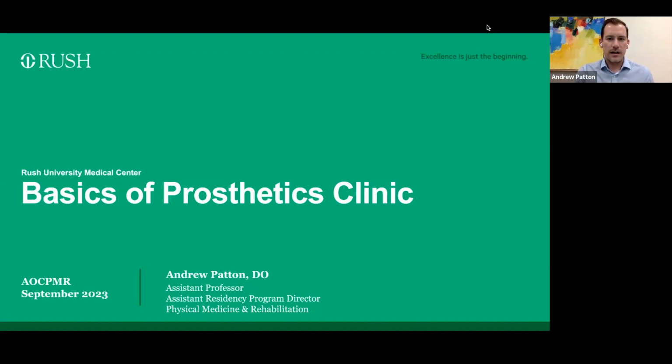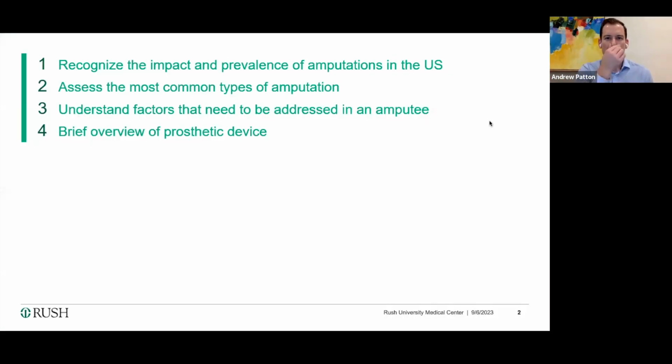So we'll get started. I'm so used to doing goals and objectives, so I included them here, even though this isn't for CME and it's not in a real official setting. But there are some things I wanted you to be able to get out of this: really recognizing the impact and prevalence of amputations in the United States. We'll cover some epidemiological stats on that, whether those numbers tend to glaze your eyes over or are meaningful. I want to assess the most common types of amputation with you. Hopefully you'll be able to understand factors that need to be addressed in an amputee, and then we'll go over a brief overview of a prosthetic device.